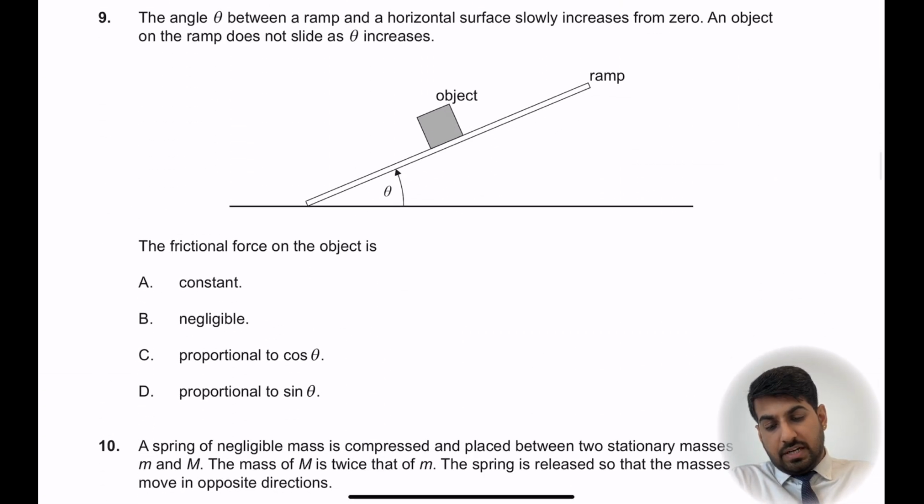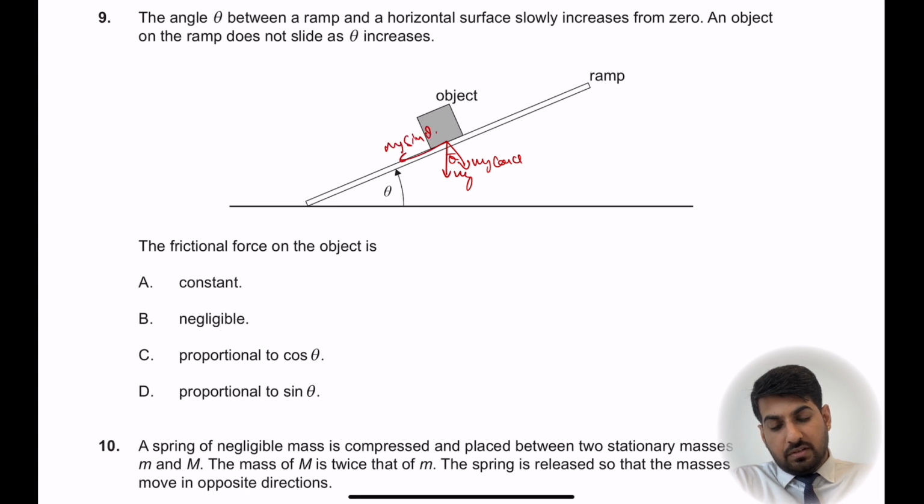Now question number 9. Theta is the angle between a ramp and a horizontal surface, and it slowly increases from 0. Okay, this is increasing. An object on the ramp does not slide as theta increases. The friction force on the object. So I think you already know this. This is mg. This will be theta. This will be mg cos theta, and this will be mg sin theta.